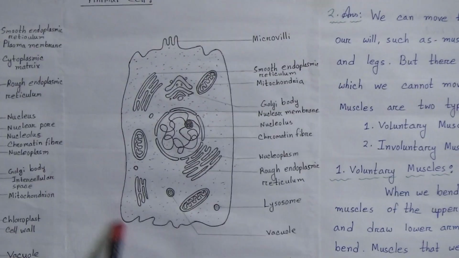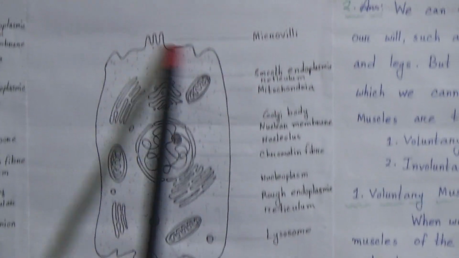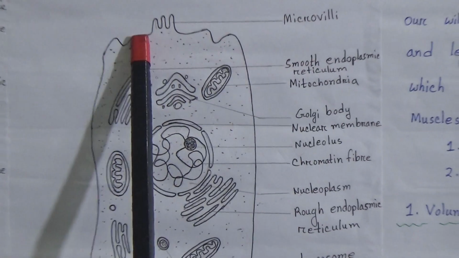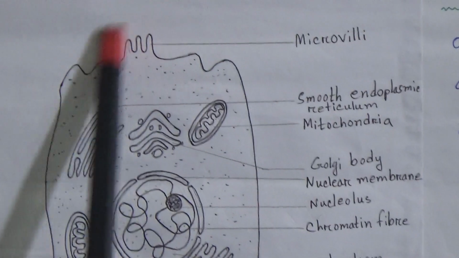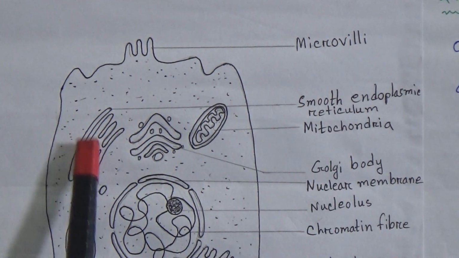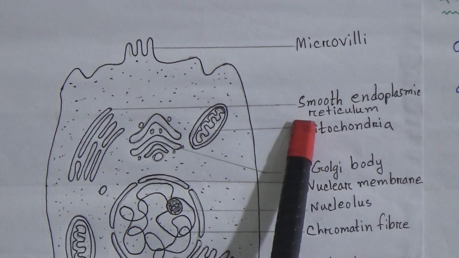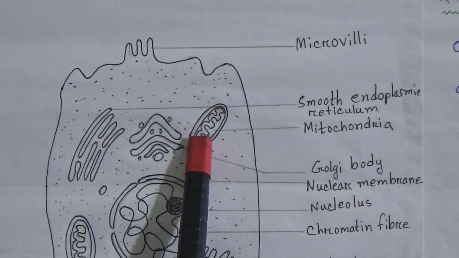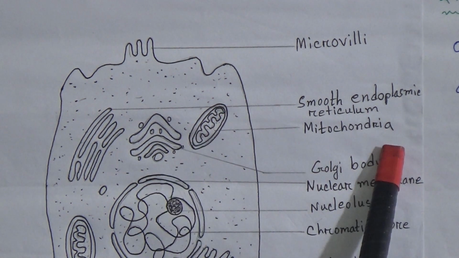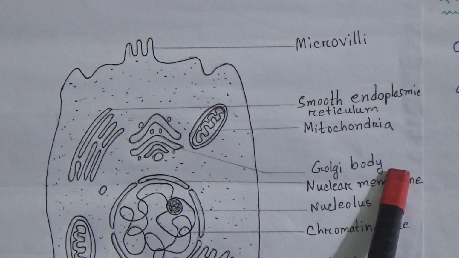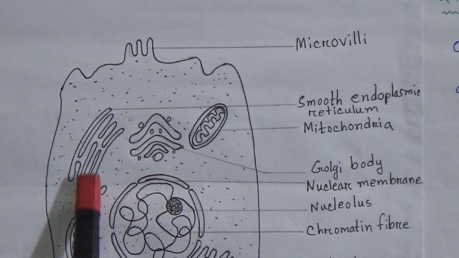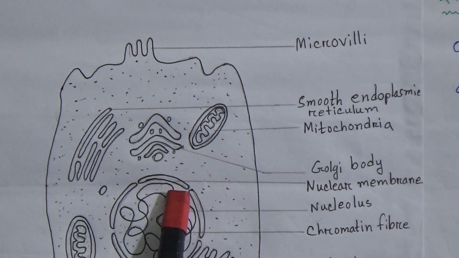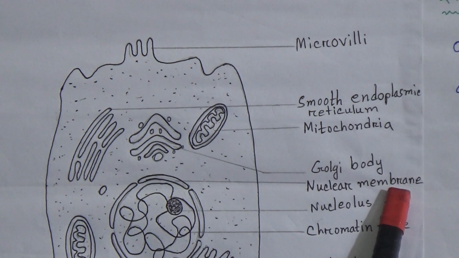Then you will draw an animal cell. Look at here, I have drawn an animal cell and labeled it. Let's see the labels. Here is microvilli. Again, here is smooth endoplasmic reticulum. This one is mitochondria. And here is Golgi body. And the whole thing is the nucleus. And here is the nuclear membrane. This part is called nuclear membrane.